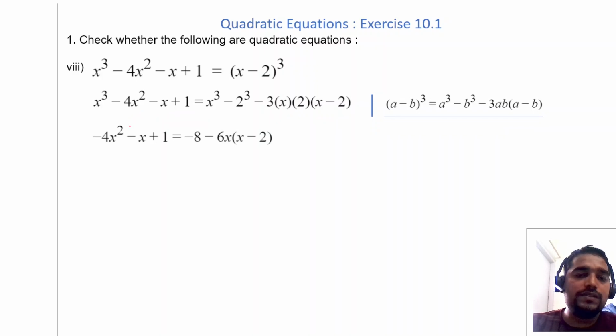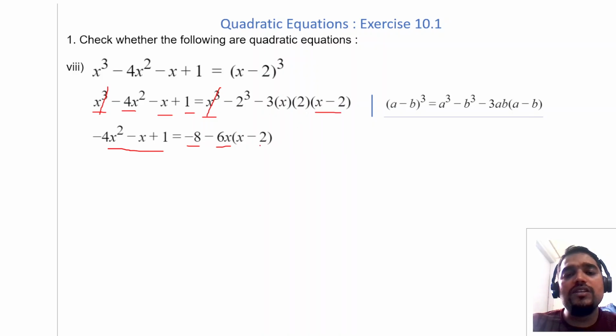So how to simplify this further? We see that x cube term on LHS and also on RHS both have coefficient 1, so this would get cancelled. Now we would be left with minus 4x square minus x plus 1 on LHS. Similarly, minus 2 cube is minus 8, minus 3 2s are 6, followed by x, that is minus 6x, and x minus 2 within the bracket.